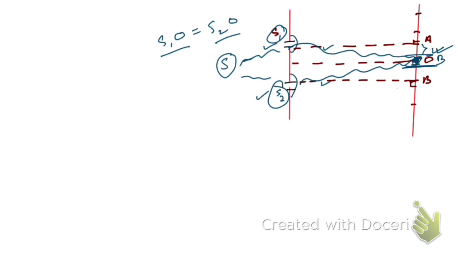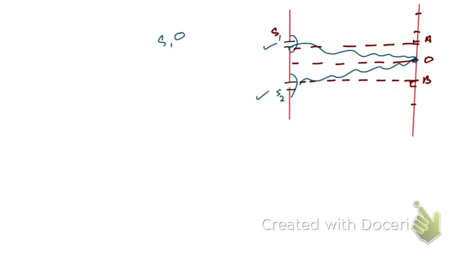Then next we're going to get dark, then again bright and dark, like this on both ways, up and down. Okay, so now you see, suppose we have a point P on the screen like this, and this point is at a distance x from O.